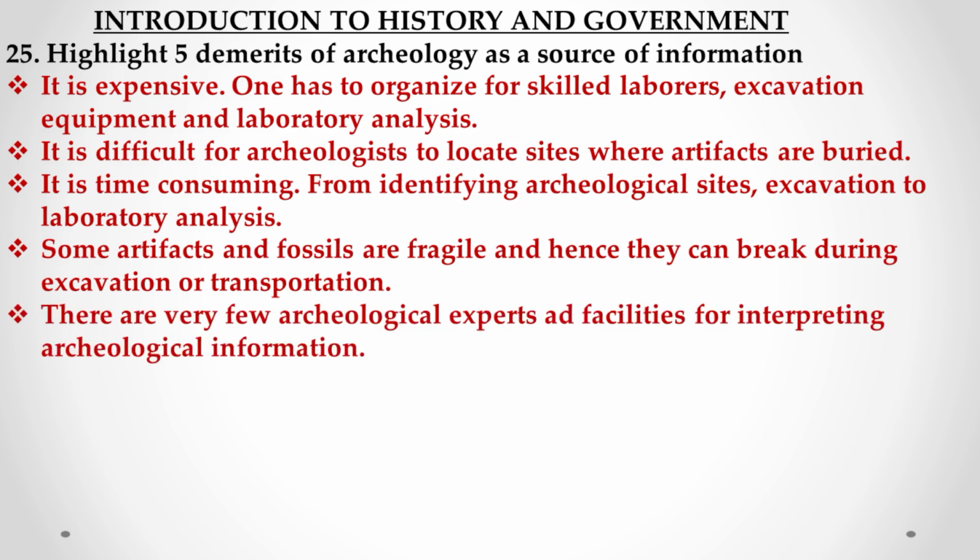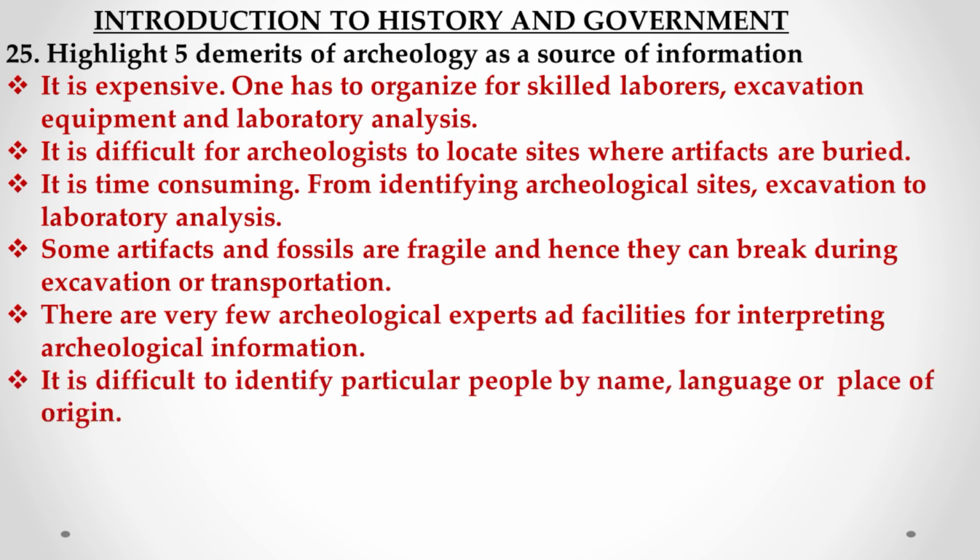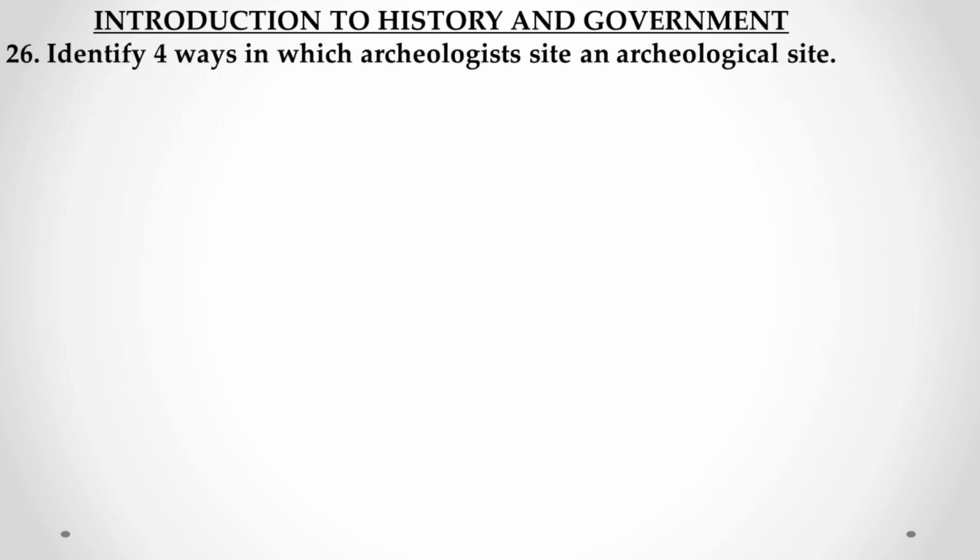Another point, there are very few archaeological experts and facilities for interpreting archaeological information. Another point, it is difficult to identify particular people by name, language, or place of origin, basing on the fossils you've encountered. Number 26. Identify 4 ways in which archaeologists cite an archaeological site.